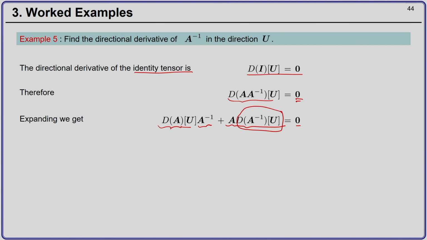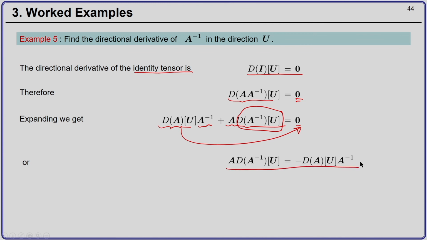So, what we can do next is, we can take this term on the right hand side. Okay. So, this is what you are going to get. A directional derivative of A inverse in the direction u will be equal to minus of directional derivative of A evaluated at u times A inverse.